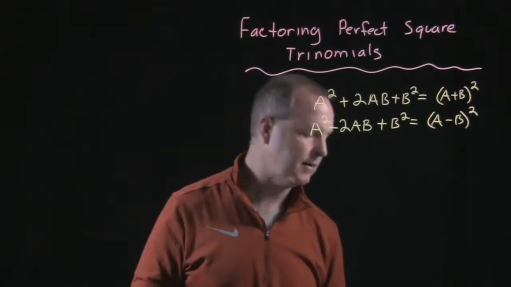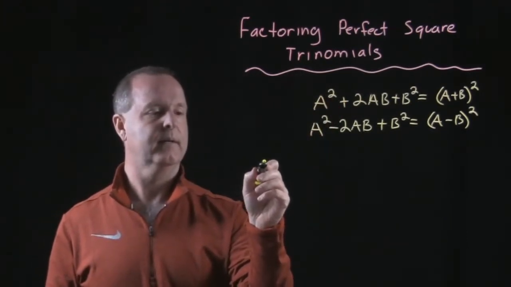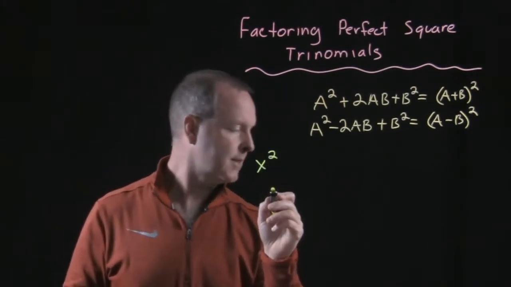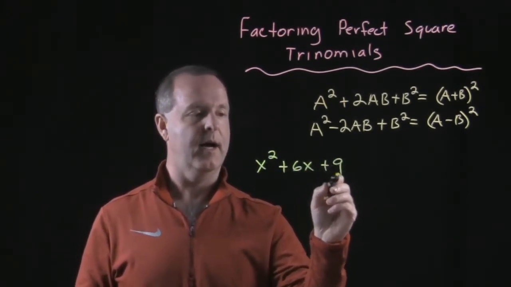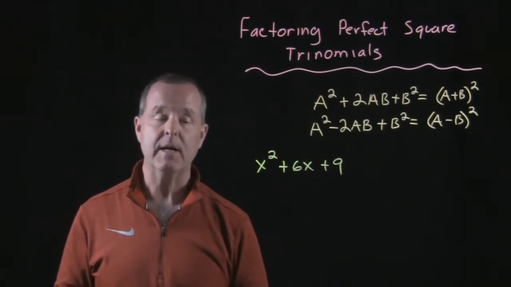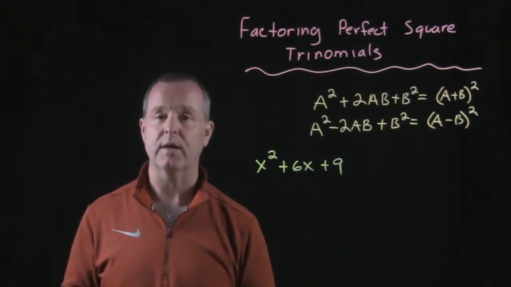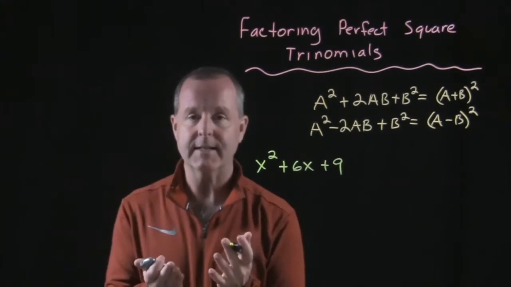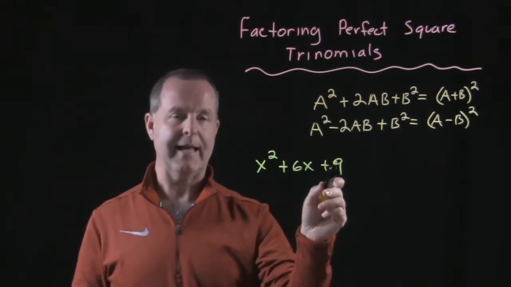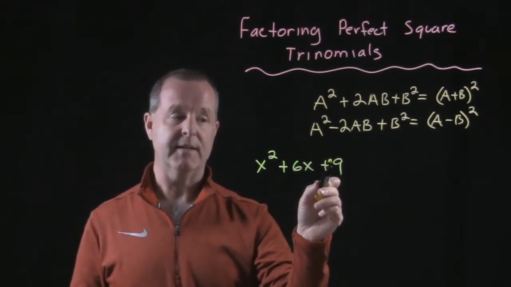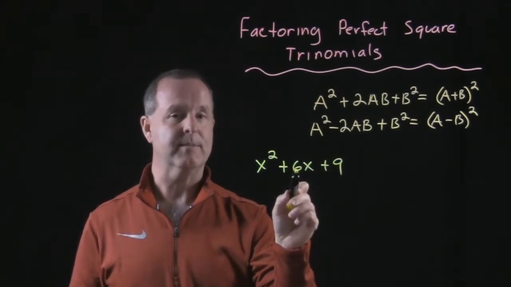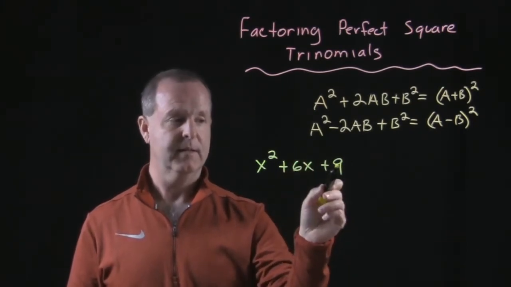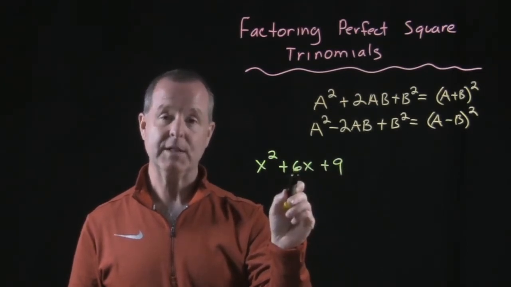So how do we do that? Well, let's look at an example here. x squared plus 6x plus 9. First of all, I need to be able to recognize that as a perfect square trinomial. So how do I recognize that? Well, I look at the last term and find out, is that a perfect square? Yeah, it's 3 times 3. The middle term then has to be 3 plus 3. So 3 times 3, 3 plus 3.